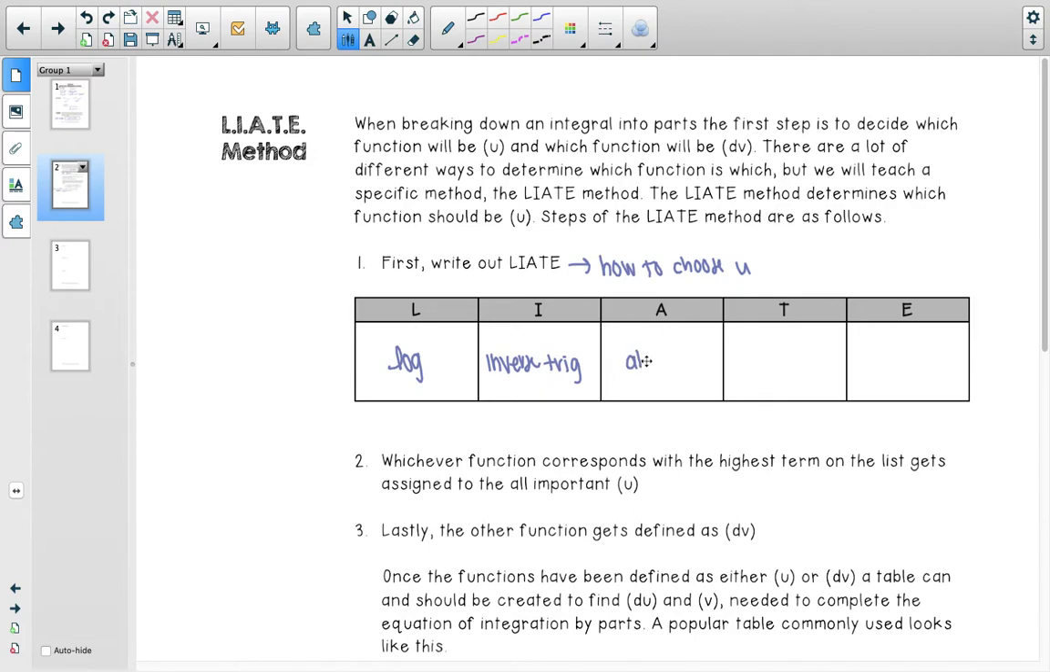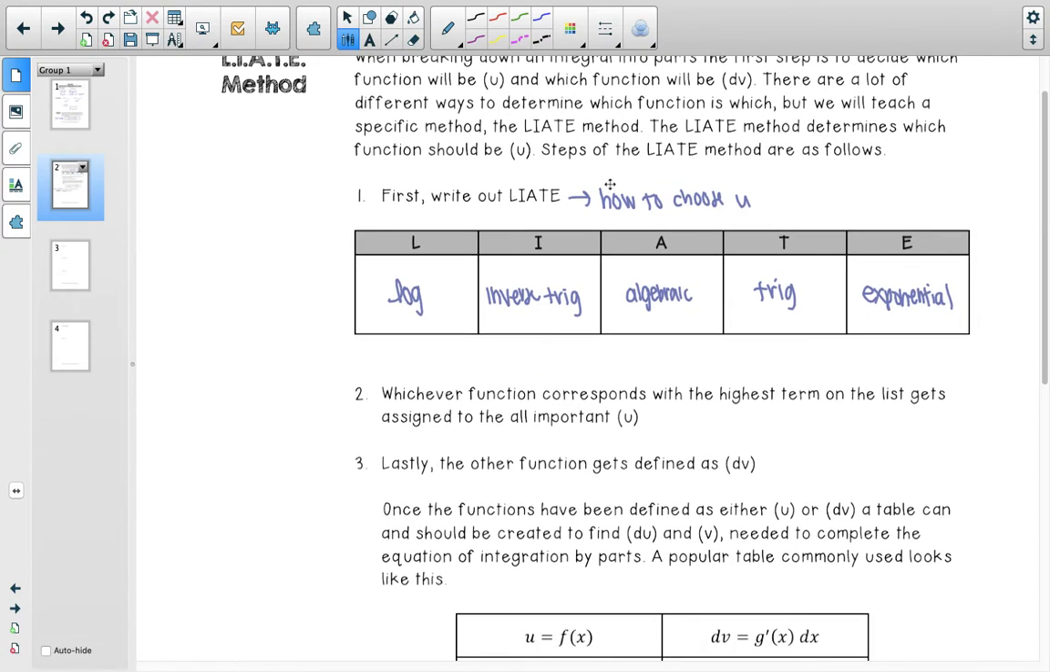L is for log. I is for inverse trig. A is for algebraic expression. T is for trig. And last but not least, E is for exponential.